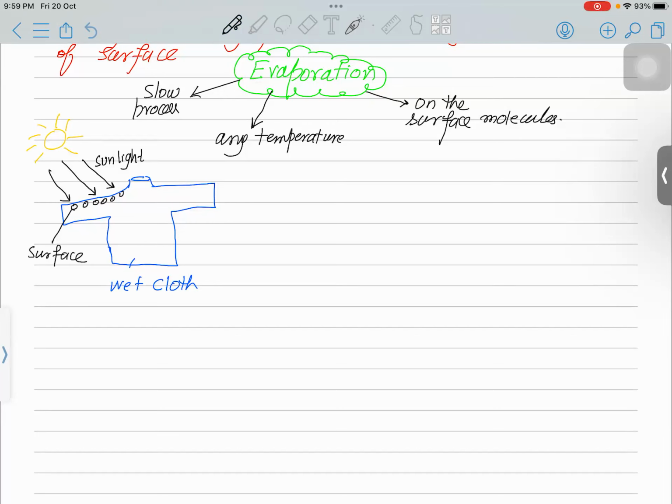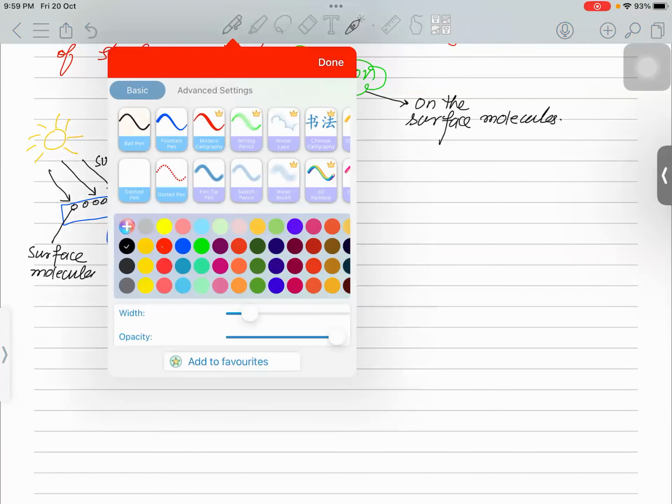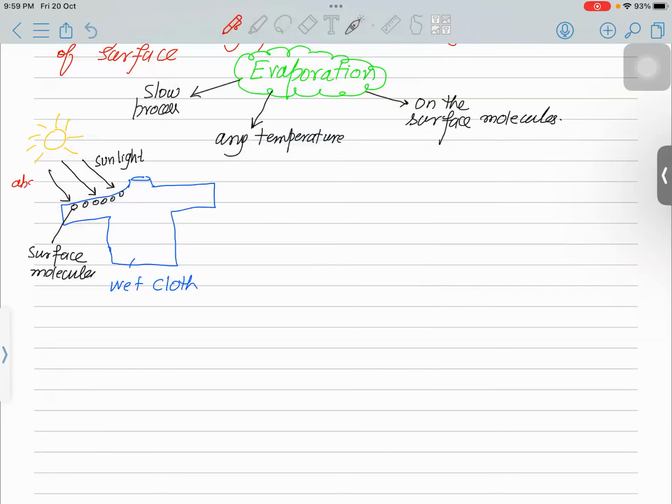Surface molecules. So they absorb heat. They gain energy and escape from the surface.